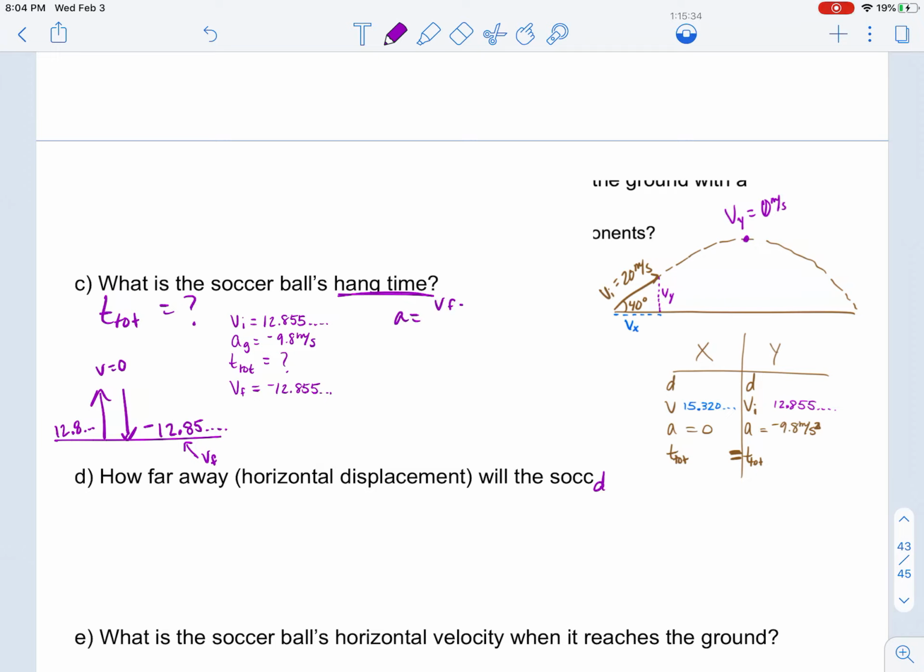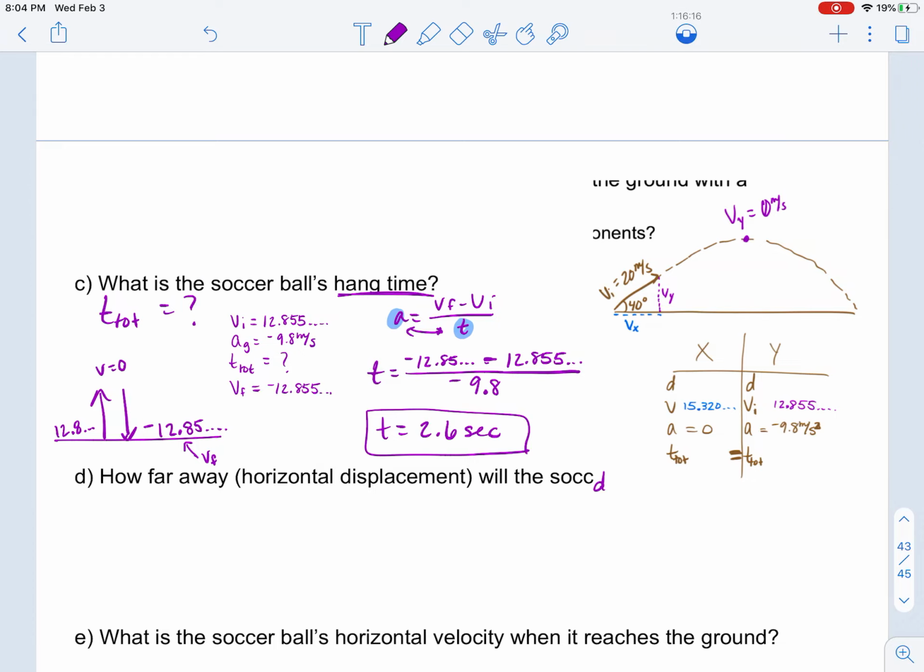So A equals VF minus VI over T. And if you recall the shortcut, these two variables are simply going to swap places. So T equals, my VF would be negative 12.85. My VI, so this is minus, and then I input a positive 12.85. And all of that is going to be over gravity. Again, I'm not reviewing the details of the algebra here, but here's what I would plug in. When I put all of that into my calculator, I come up with an answer that is roughly 2.6 seconds.